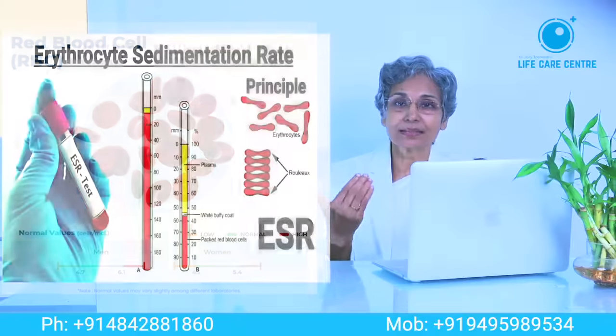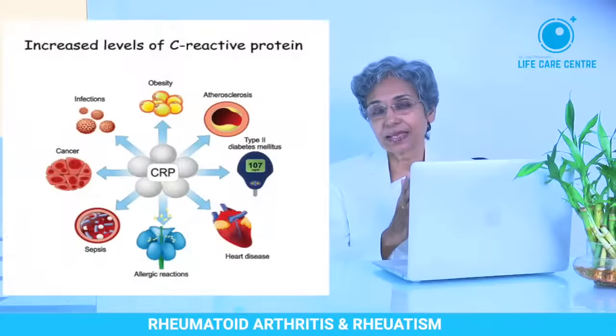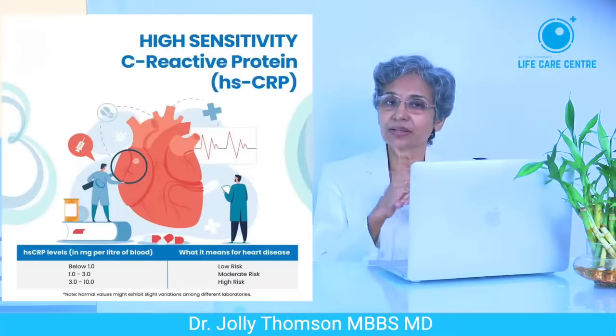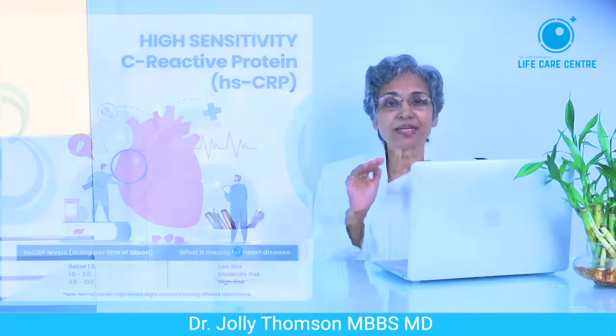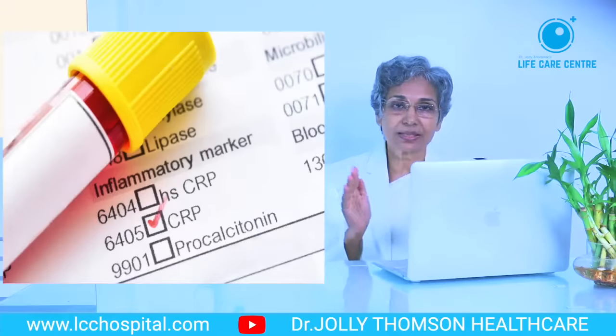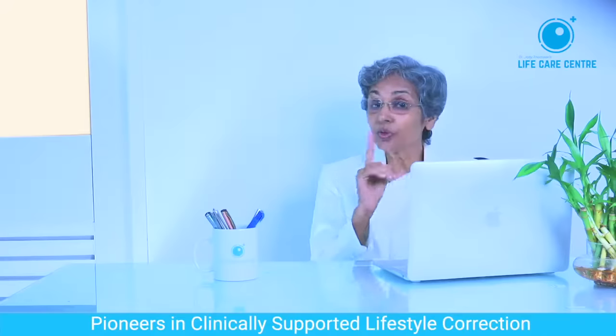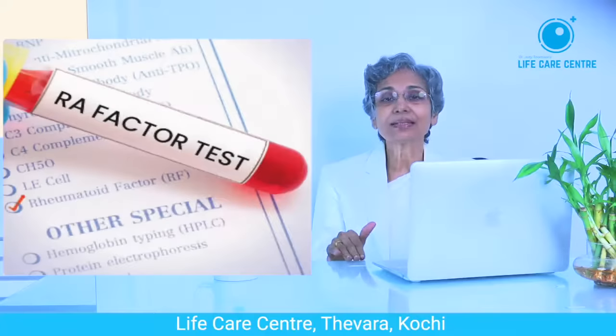And next is ESR, erythrocyte sedimentation rate, which will be high. And the CRP and HSCRP are actually inflammatory markers. ESR, CRP, HSCRP, etc. are inflammatory markers, and those will be increased. And then when we come to the specific diagnosis, autoimmune antibodies like RA factor and anti-CCP will be increased.